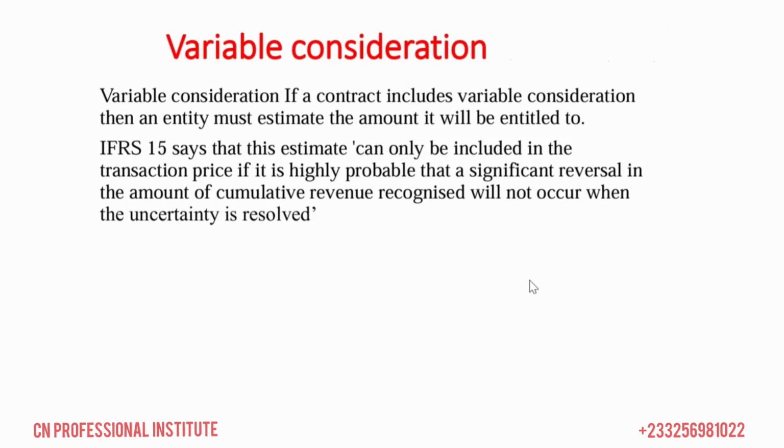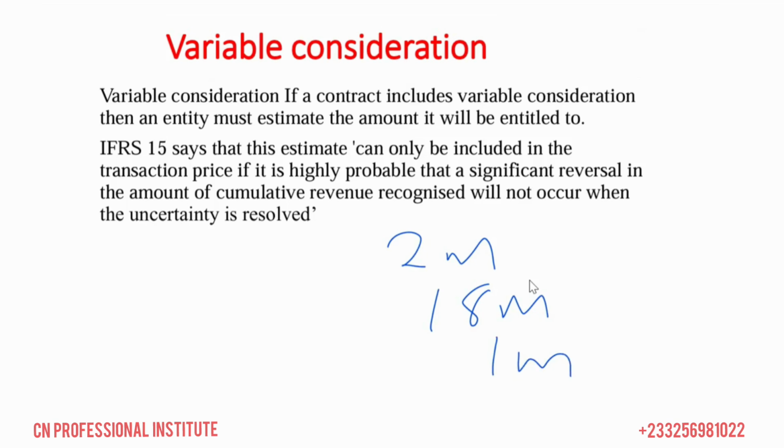So let's get an example. Let's say there's a contract between two parties to build a house. One party will build a house for the other party at, let's say, 2 million. So the main consideration here is 2 million. But there's also a variable consideration: if the party can complete the building in, let's say, 18 months, they will be entitled to an additional 1 million.